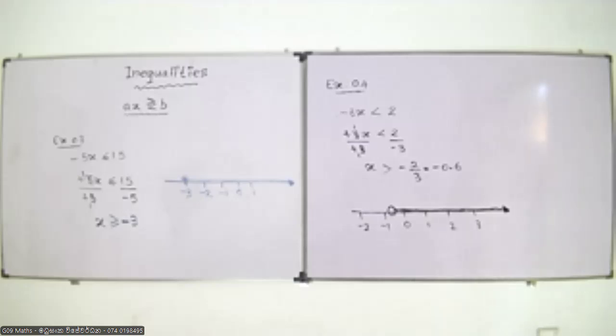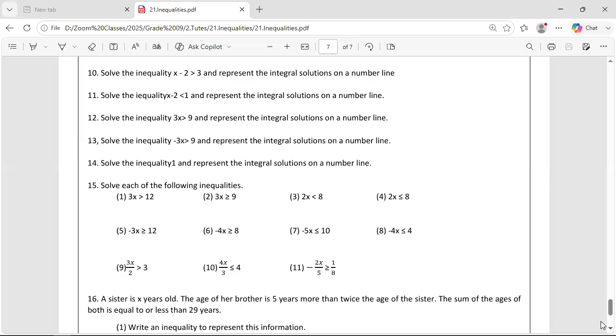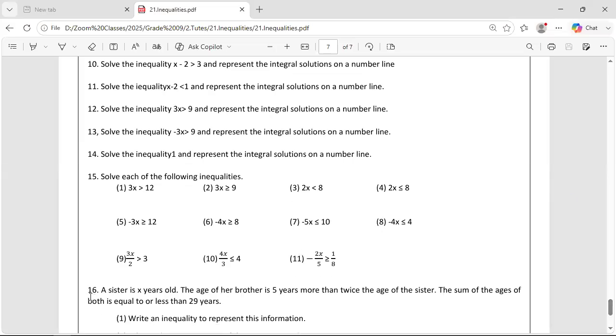I'm going to share the screen. One last example, one last question. Come to the page number 6. Please try this. When we try the inequality, please send me the inequality for this one. So you might be having x is greater than or equal to something, or x is less than or equal to some number, right? I need to see that answer.